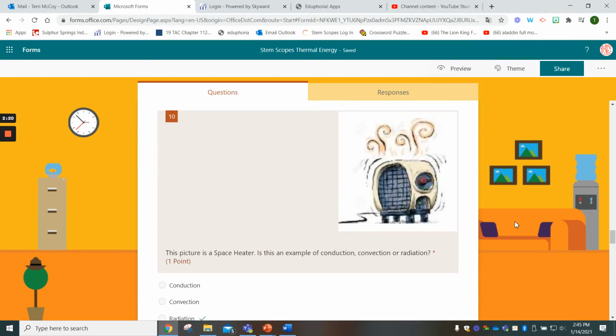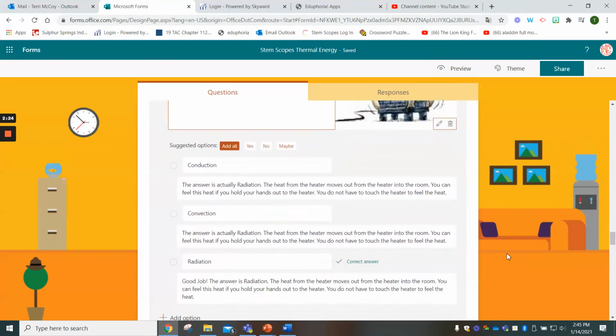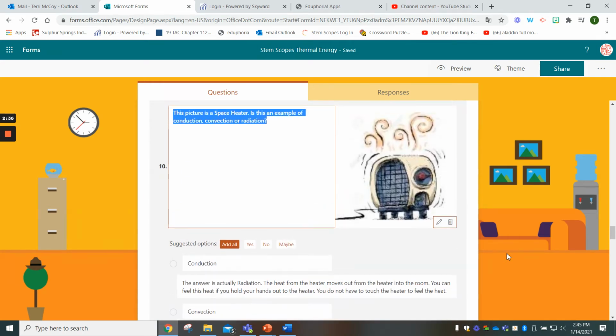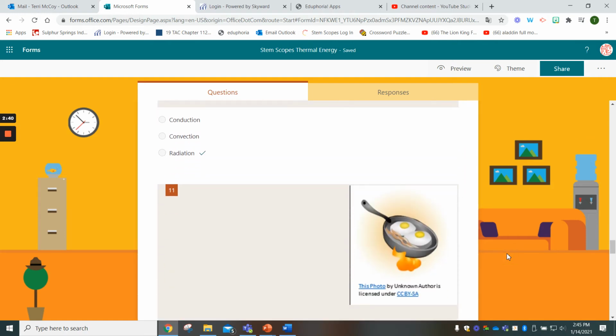Here we've got a space heater. Is this an example of conduction, convection, or radiation? The answer here is radiation as well. So the heat from a heater moves out from the heater into the room. You can feel this heat if you hold your hands out towards the heater, but you don't have to touch the heater to feel the heat. You just have to be close enough to it. That is a great example of radiation.